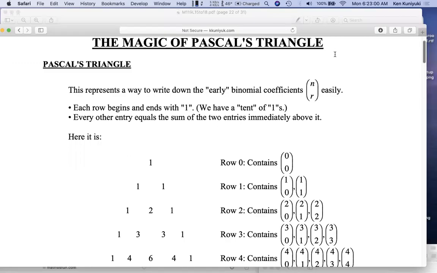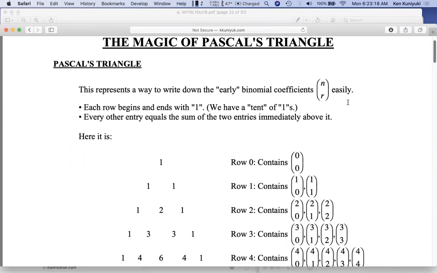Hi everyone, we're finishing up lesson 18 on binomial distributions, but we took a detour towards Pascal's triangle, which is one of the most beautiful things in math. I talked mostly about it last time, but I wanted to add in a few finishing touches here. This is a handout I created about the magic of Pascal's triangle.